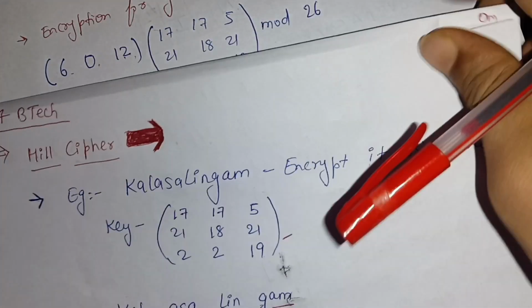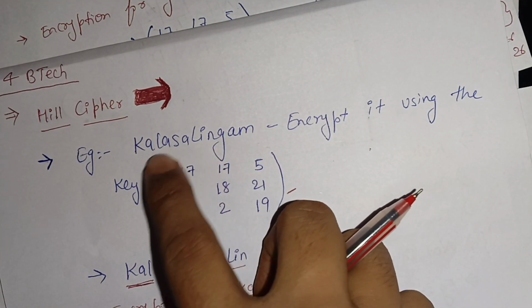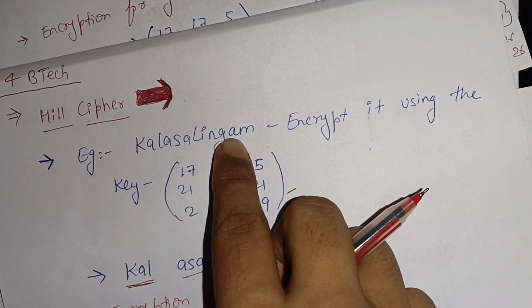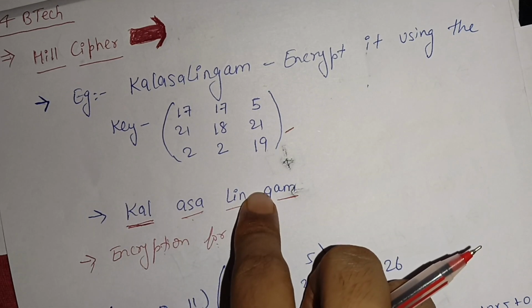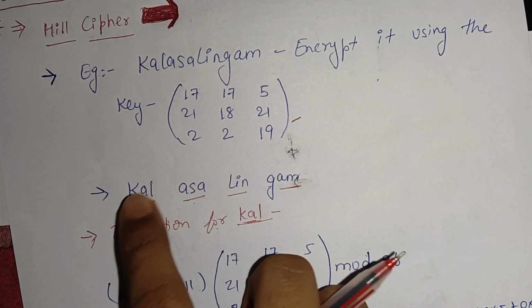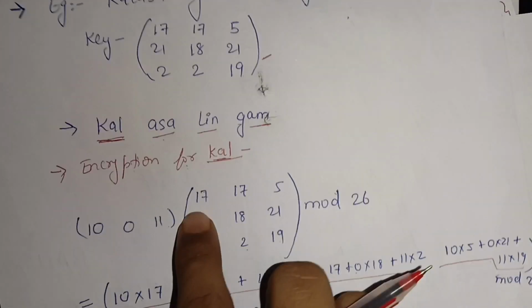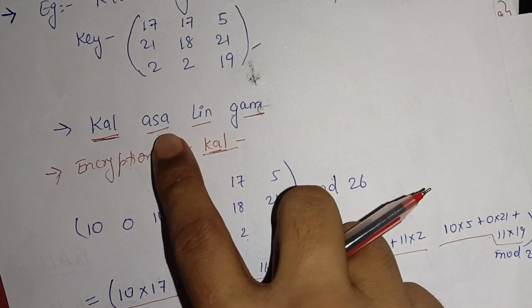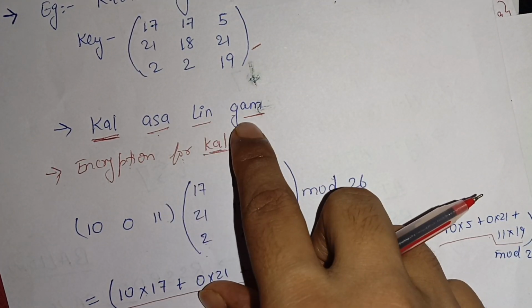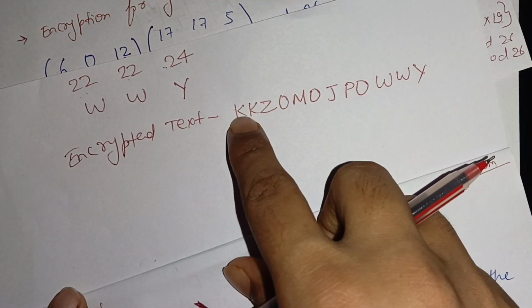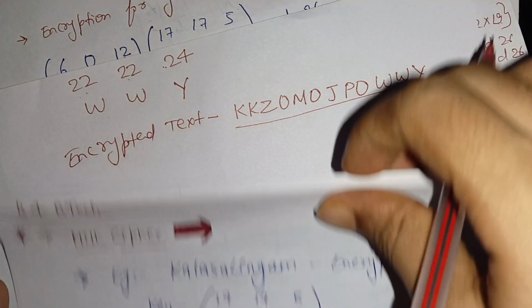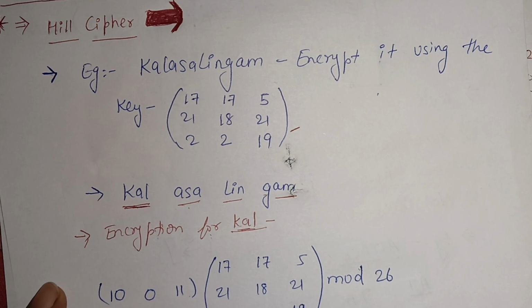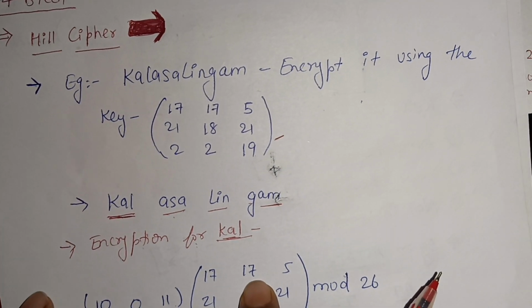So likewise we saw that when we have taken the example as Kalaslingam, firstly we have divided into pairs of 3 letters in each pair. So we have 4 pairs, and in one pair we have used 3 letters. We have encrypted the value for KAL, then for ASA, then for LIN, then for GAM. All the encrypted values we have combined, and the encrypted text is this one. So this is our final output that we need to show. By this matrix multiplication method we can easily make this Hill cipher encrypted text.